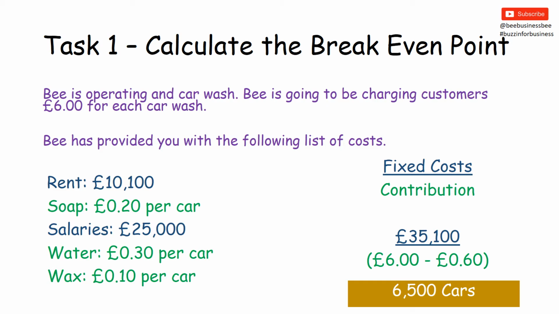We know that our selling price for each car being washed on average is £6, and we also now know that our variable costs per car are going to be 60 pence because our soap plus our water plus our wax. And we add them all up together. We did the bit in brackets first, so you can see that the contribution will give us £5.40. 35,100 divided by the contribution of £5.40 gives us 6,500 cars. And there is the break-even point. Well done, that's task 1 complete. Let's move on to task 2.